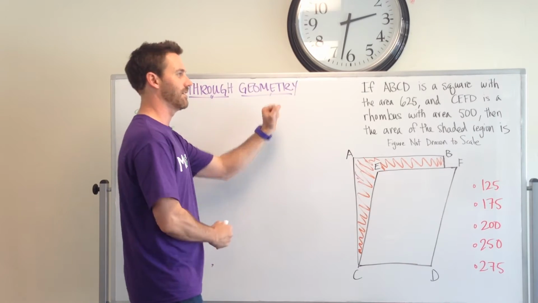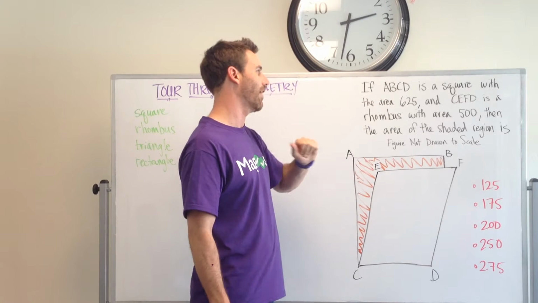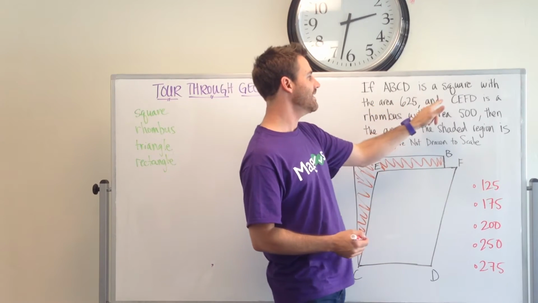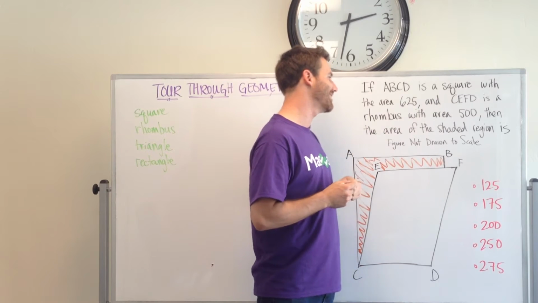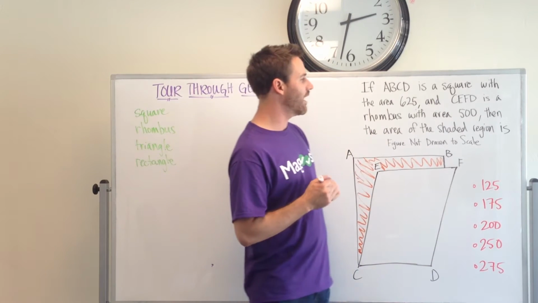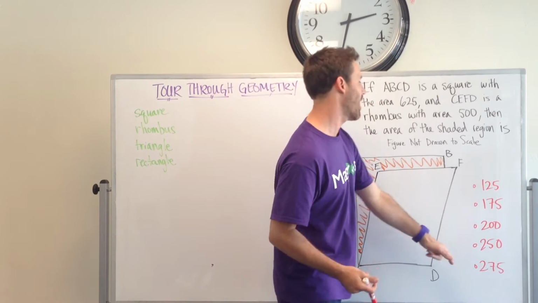So first, the question. It says, if ABCD is a square with an area of 625 and CEFD is a rhombus with an area of 500, then the area of the shaded region is... and we have our options here.